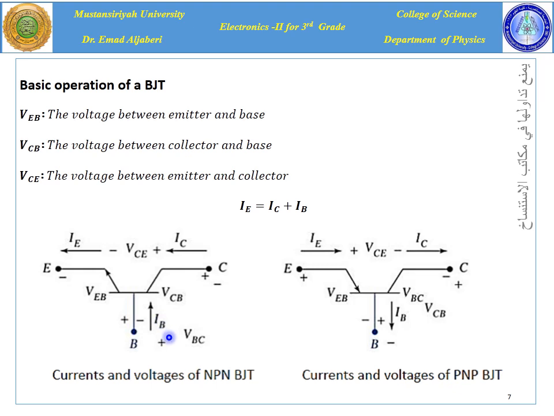We see here an NPN transistor, the I sub E exits from the transistor. Here the I sub E enters the transistor. I sub C and I sub B enter the transistor in NPN, and here I sub C and I sub B exit from the transistor in PNP.